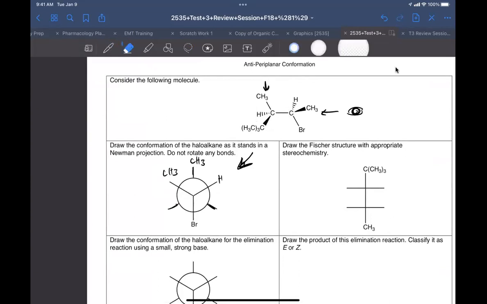Let me erase this. This tert-butyl group, CH3 is on the same plane as CH3. It's on this side. And then this H is also dashed. It's in the back. Do you guys see how I put that together?